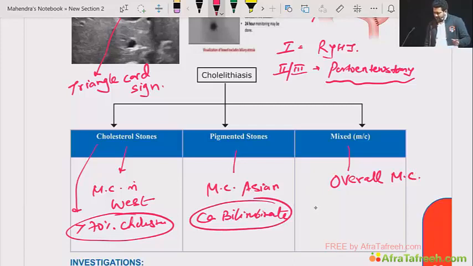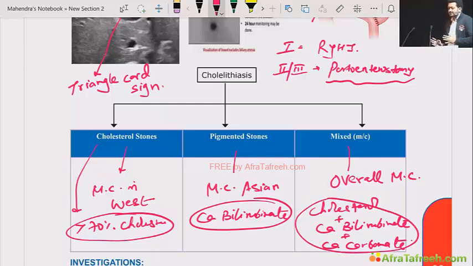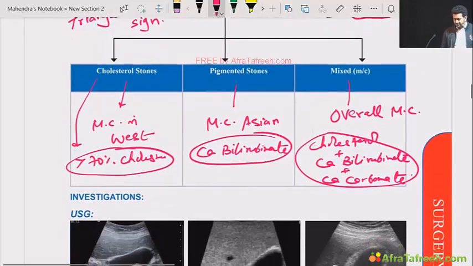And in mixed, there is cholesterol, calcium bilirubinate, calcium carbonate, and other calcium salts also. Now see, because pigmented and mixed have some calcium salt, they may be seen on the X-ray. But X-ray is not a very good modality to see these things. Cholesterol stones will be radiolucent. Pigmented or mixed may be seen on the X-ray.